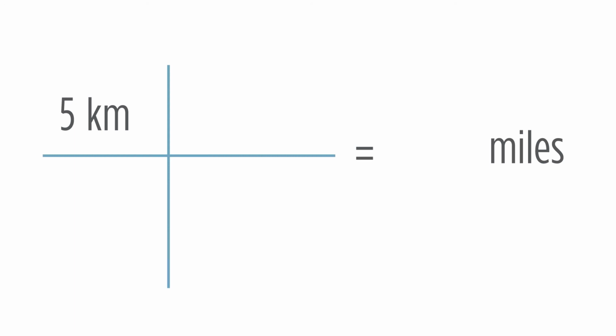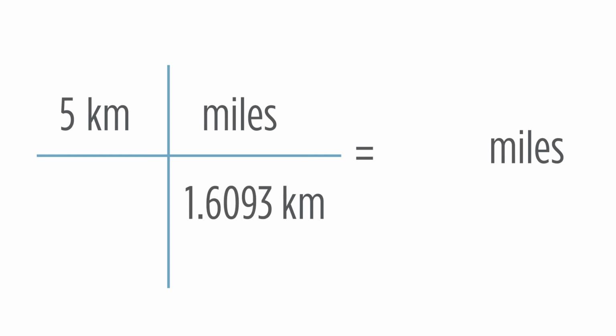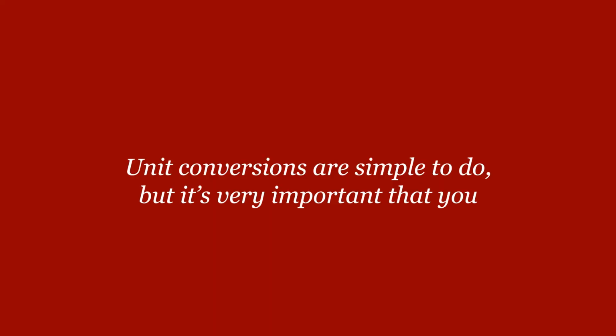If we set up the same system as before, we're going to start with 5 kilometers, and we want to end up with miles. We want the same unit on the bottom, so therefore we're going to have kilometers on the bottom and miles on the top. We can use any of these conversion factors here. I'm going to choose the first one, which had 1.6093 kilometers is equal to 1 mile. We do the mathematics and we see that a 5-kilometer race is 3.1069 miles.